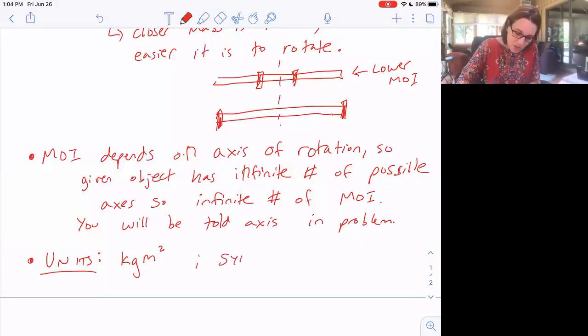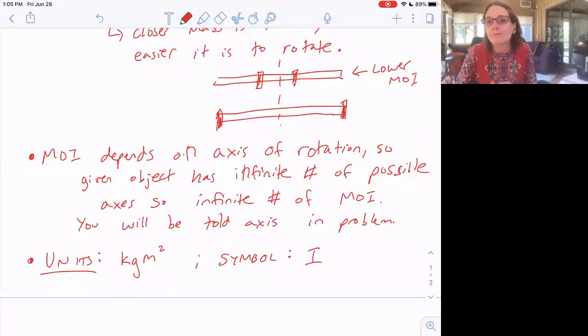And just so you're comfortable getting used to the symbol for moment of inertia, they kind of ran out of letters, they can't use M, lots of things are already taken. It's just capital I. So that's the symbol for moment of inertia.